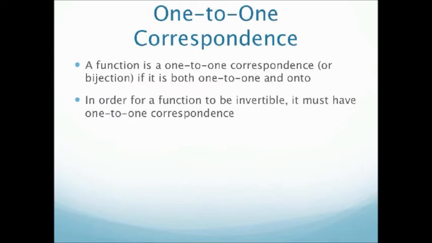One-to-one correspondence is a function that is both one-to-one and onto. In order for a function to be invertible, it must have one-to-one correspondence, and Samba will explain why this is.